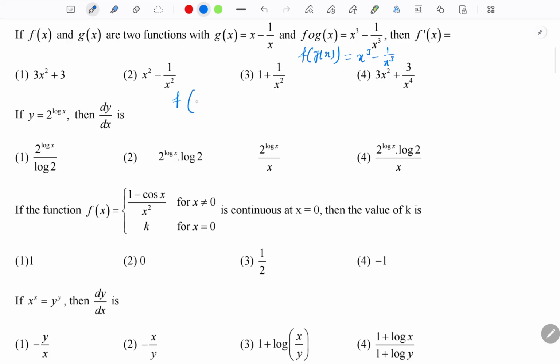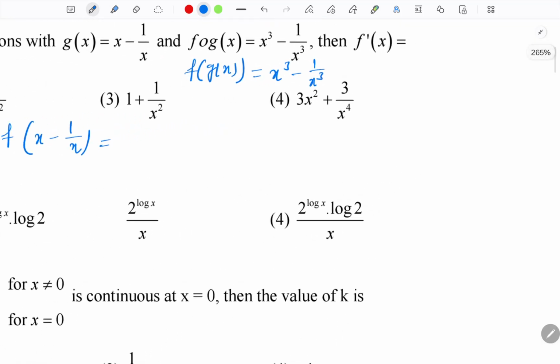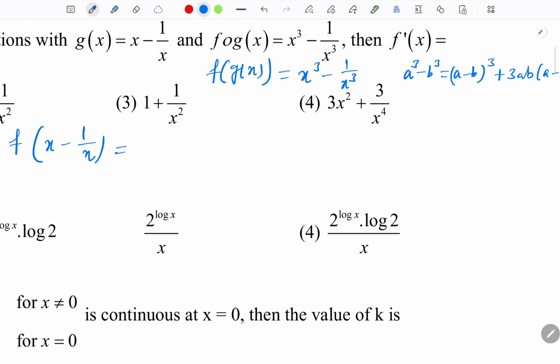F of x, g of x, I'm replacing x minus 1 by x equal to, here it looks like a cube minus b cube, right, where a equal to x and b equal to 1 by x. What is the a cube minus b cube formula? We can write a minus b whole cube plus 3ab times a minus b, right? Now use this formula and tell me the answer.